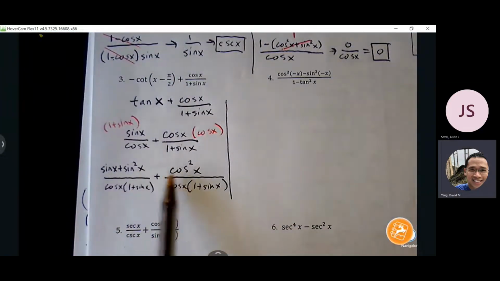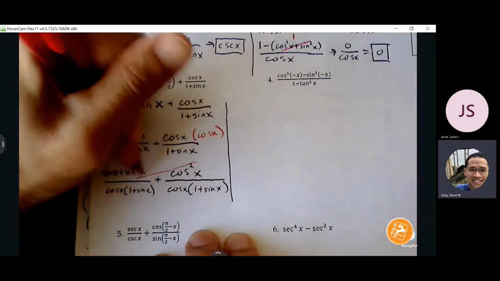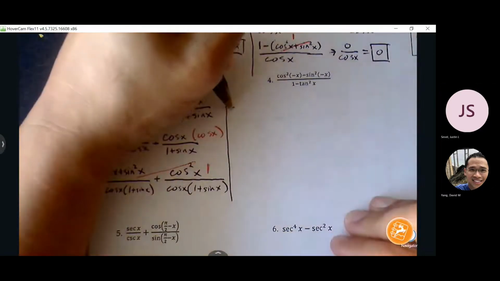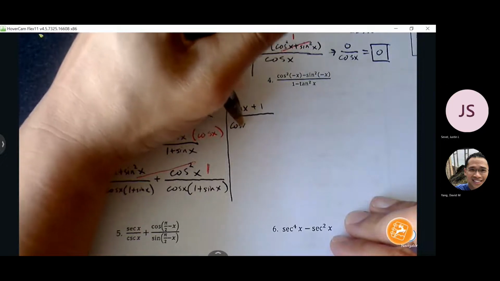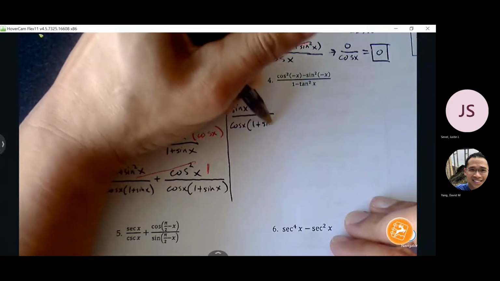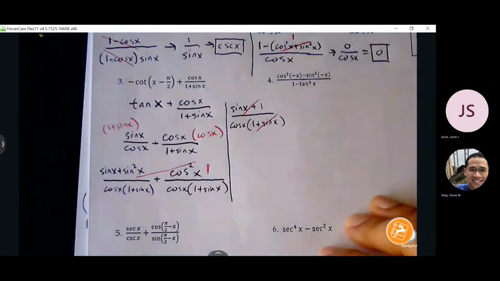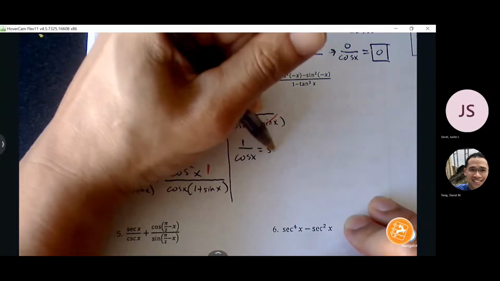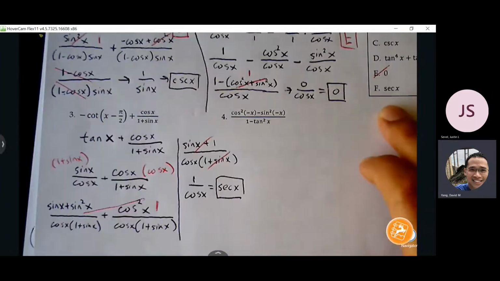The numerators can all be put together here as well. Sine squared plus cosine squared is 1. I'm left with sine x plus 1. Okay, common factors, remove them. One over cosine is secant. So yes.